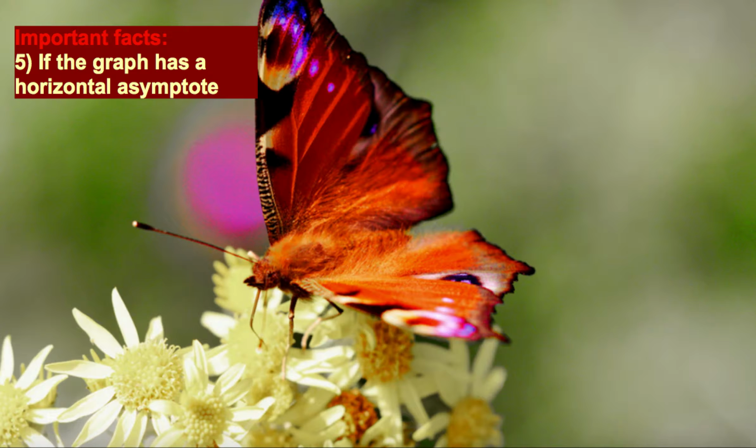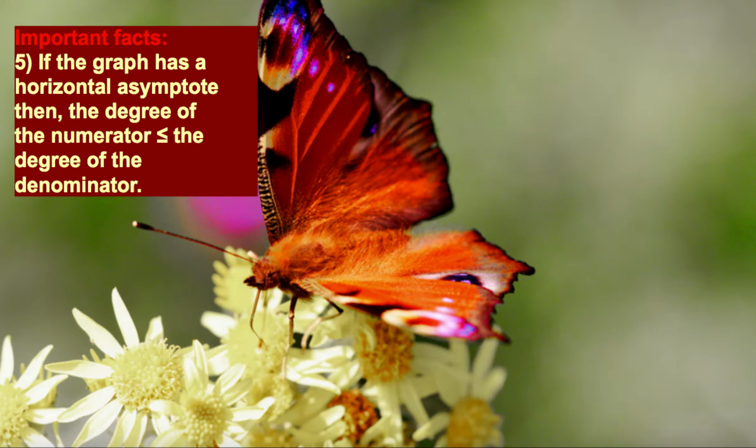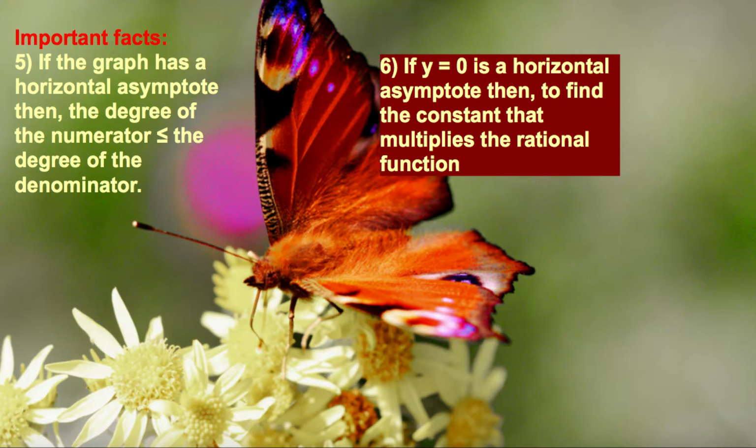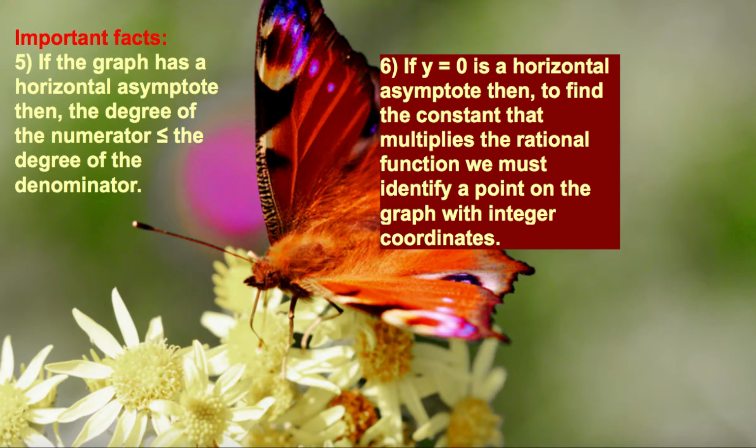If the graph has a horizontal asymptote, then the degree of the numerator is less or equal to the degree of the denominator. If y equals 0 is a horizontal asymptote, then to find the constant that multiplies the rational function, we must identify a point on the graph with integer coordinates.